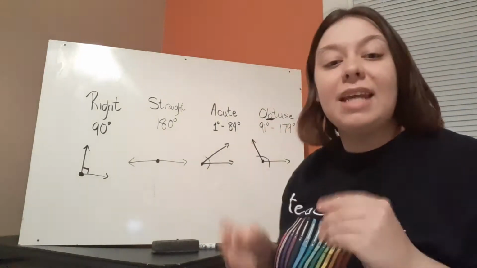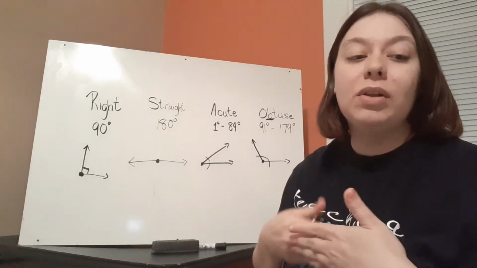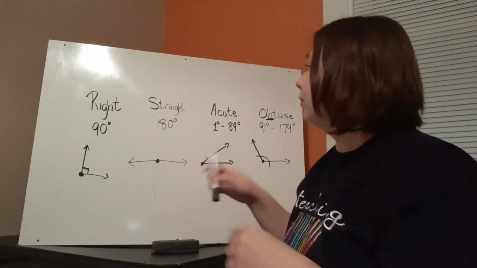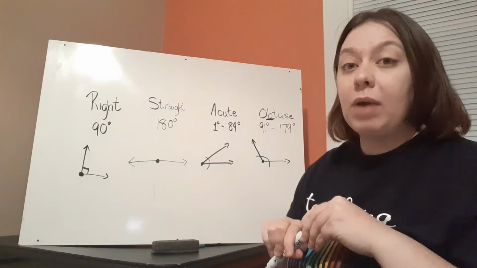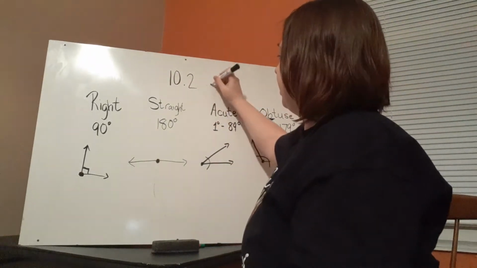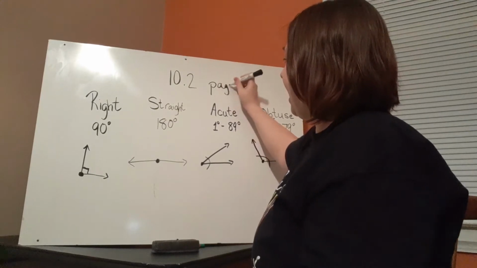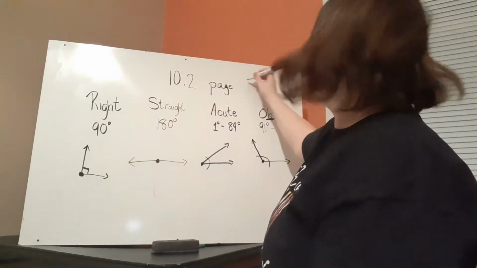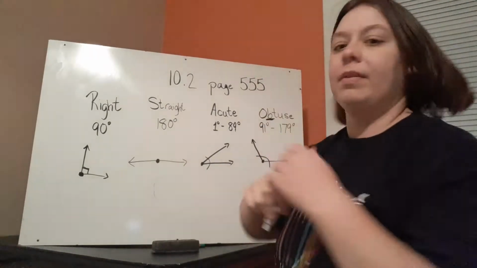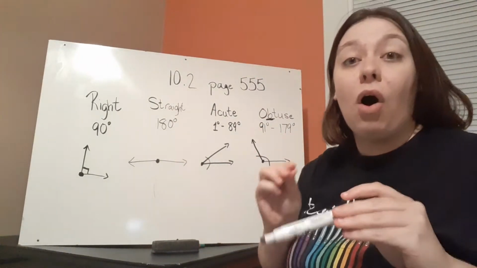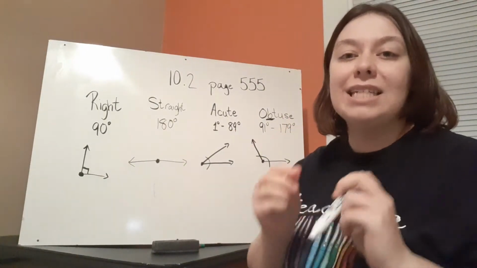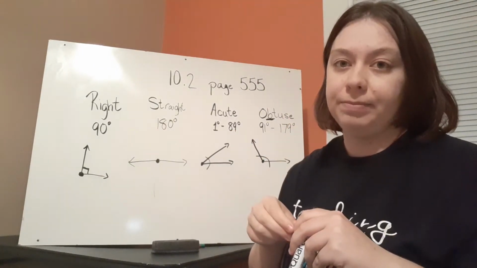Now, these angles are going to play a big role today when we look at lesson 10.2. Again, this goes right with your assignment for the day. So if you go to 10.2, which is really page 555 in your book. So today is all about using angles to classify triangles.